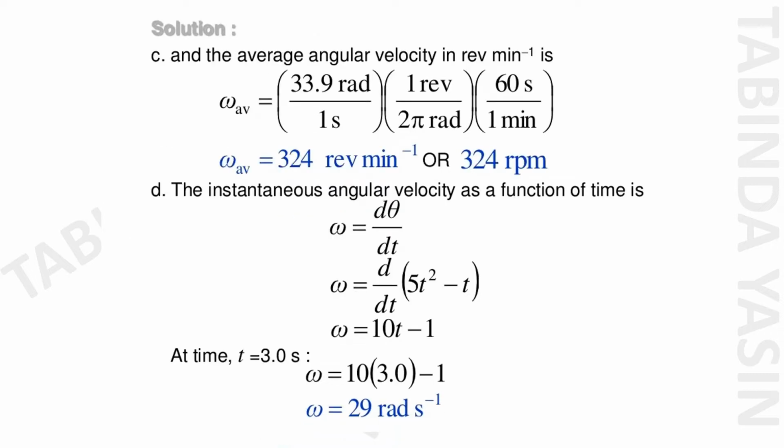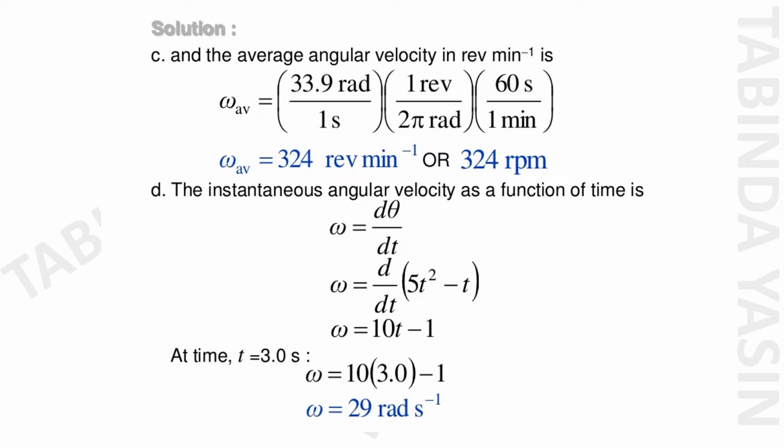Converting that angular velocity into revolution per minute, we're going to multiply: omega average is equal to 33.9 radian over 1 second into 1 revolution over 2 pi radian into 60 second over 1 minute, that gives omega average is equal to 324 revolution per minute or 324 rpm.